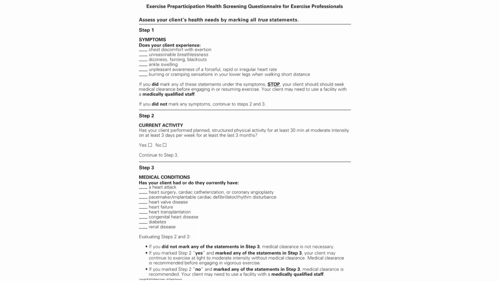If they check yes, or they're not sure what something is, then you're there to explain it. Okay. Oftentimes this is done as an interview, but it doesn't have to be. Then you go through current activity. Then you go through specific medical conditions, heart attacks, all the way through renal disease and diabetes. So this clearly, just from a quick visual, you will notice that there's more detail here.